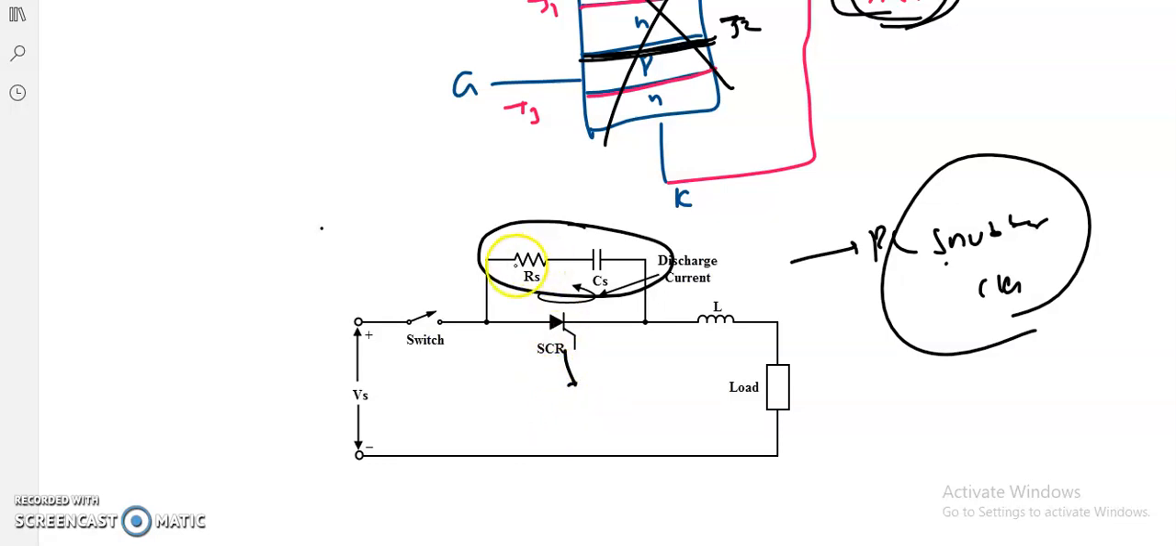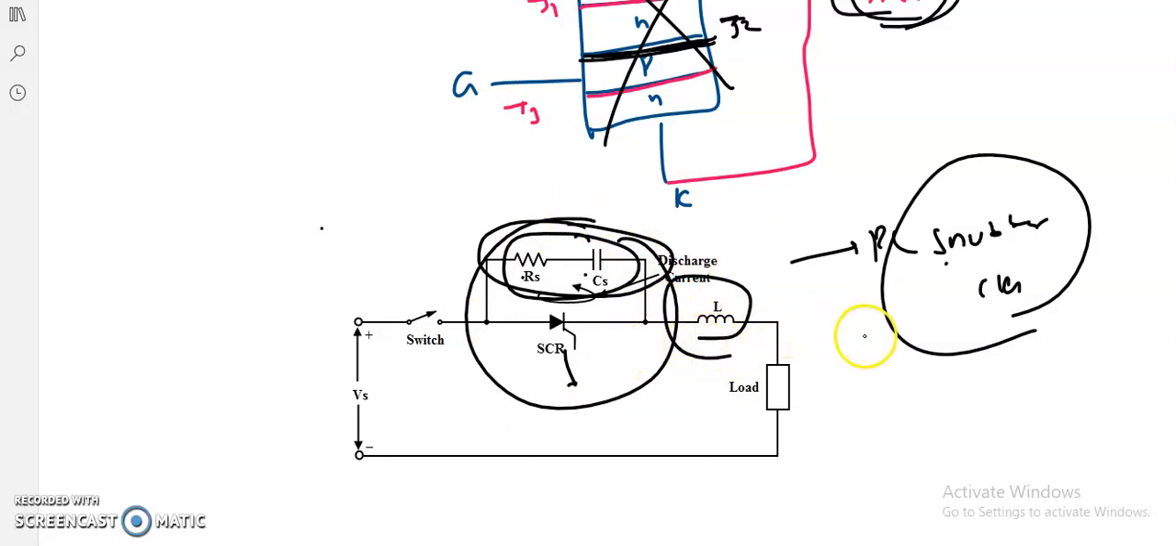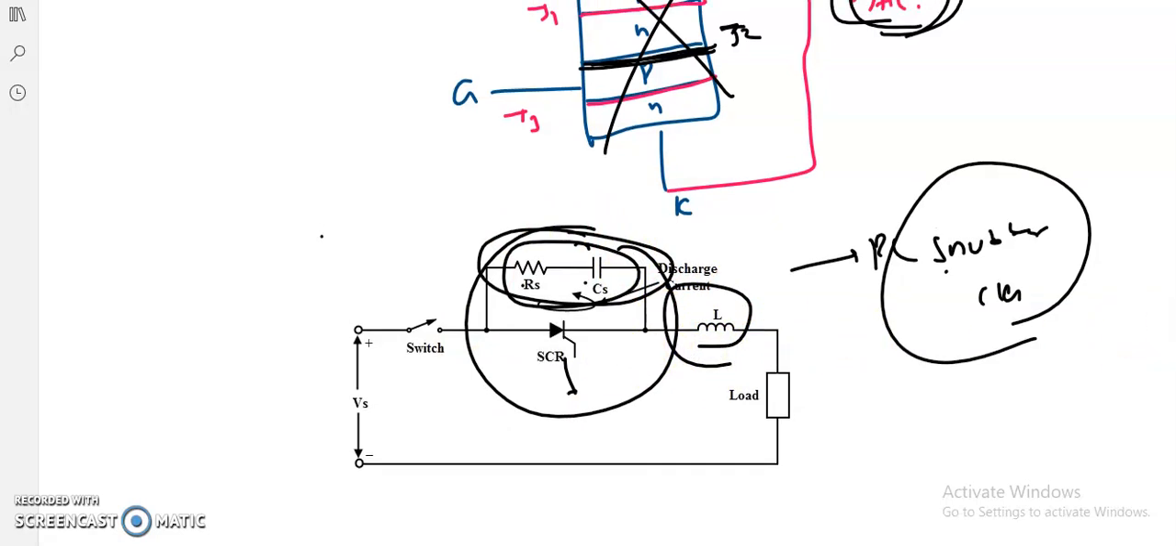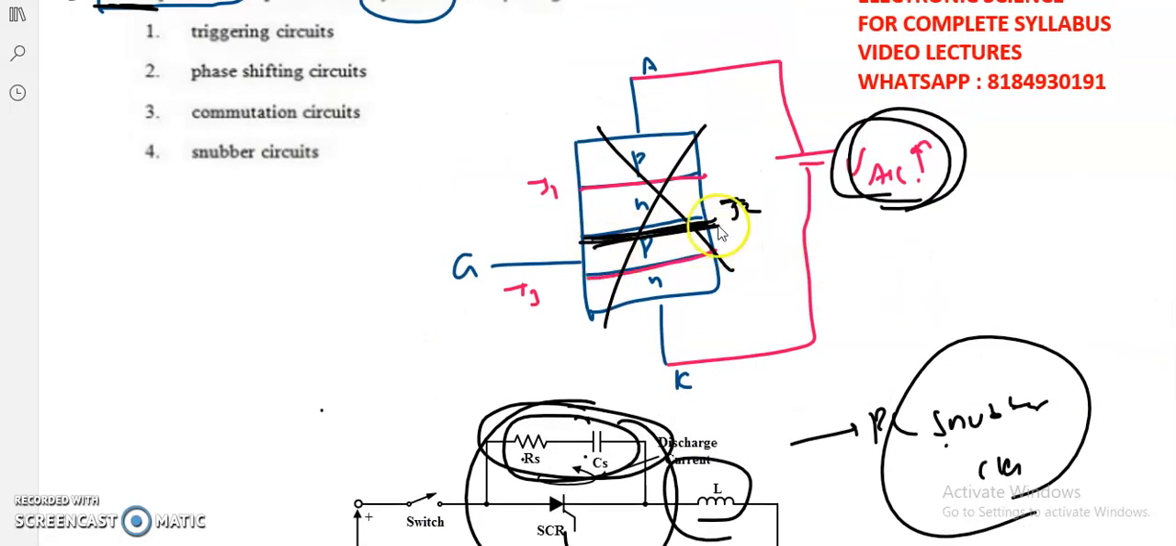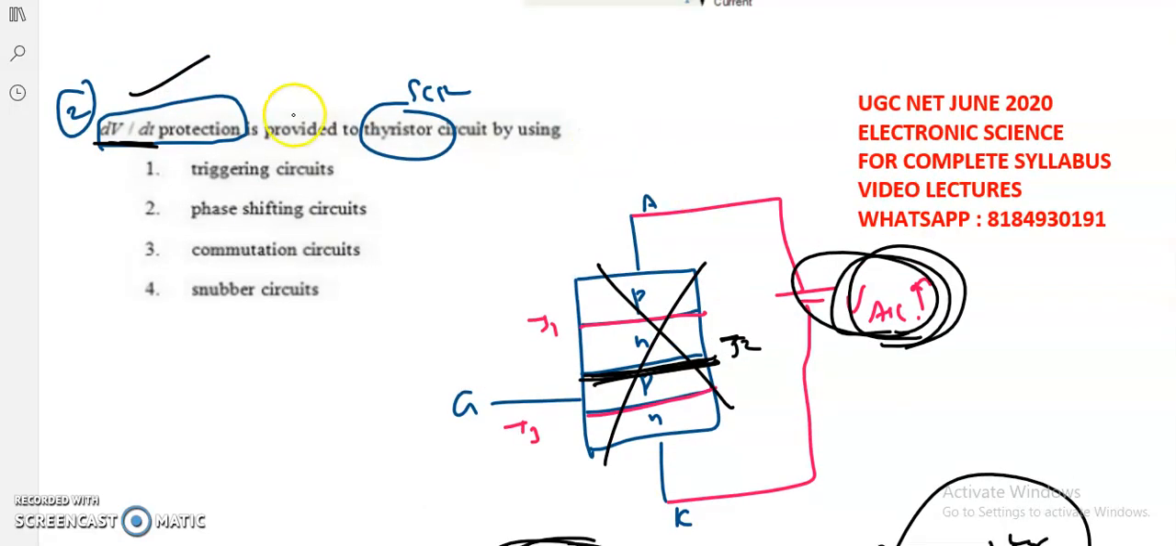Here the R and C, that means one resistor and one capacitor, are connected in series, and this arrangement is connected in parallel to the silicon controlled rectifier, and this entire arrangement is in series with one inductor. This arrangement is called a snubber circuit, which avoids the breakdown of the junction J2 due to a huge increase in the potential difference between anode and cathode. So the dV/dt protection to the thyristor circuit can be provided with the help of a snubber circuit. So that is the correct answer to this one.